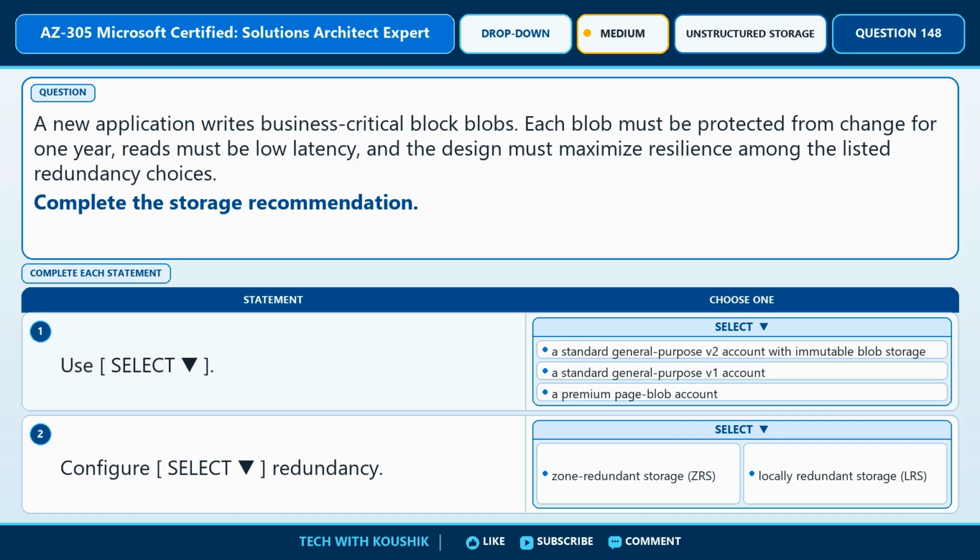Use the blank. The options for this statement are a standard general-purpose v2 account with immutable blob storage, a standard general-purpose v1 account, or a premium page blob account. Review Statement 2. Configure the blank redundancy. The options for this statement are zone redundant storage, ZRS, or locally redundant storage, LRS.